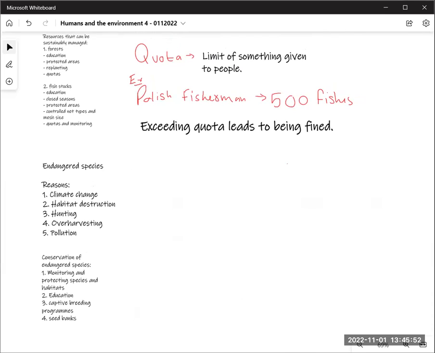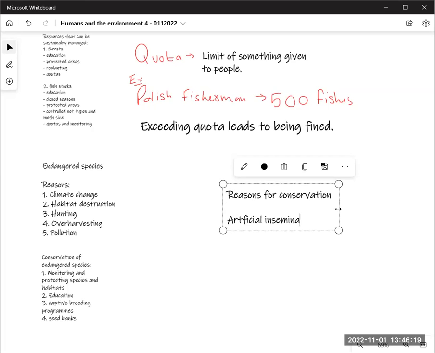Now the only thing remaining is understanding all of this. We'll read the book once to understand all of this, and two more things are remaining, which we haven't written. Reasons for conservation, right? Why do we do conservation? And also, we'll look at something called artificial insemination. And IVF.